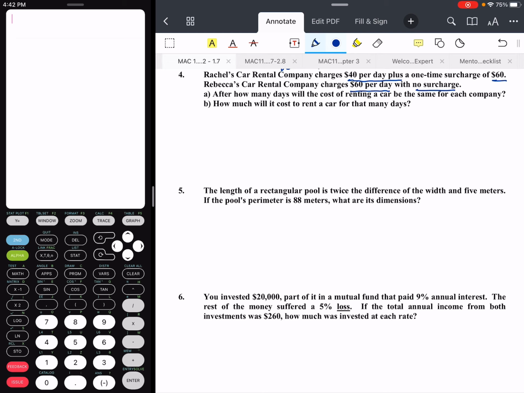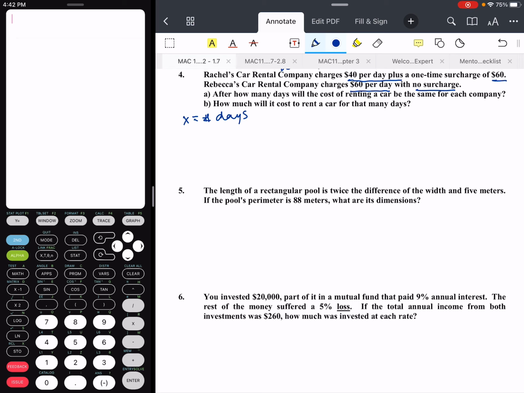no surcharge. So part A says, after how many days will the cost of renting a car be the same for each company? And then part B, how much will it cost to rent a car for that many days? All right, so it looks in here like the variable would be how many days we're renting the car, right? So X can equal the number of days for our car rental.